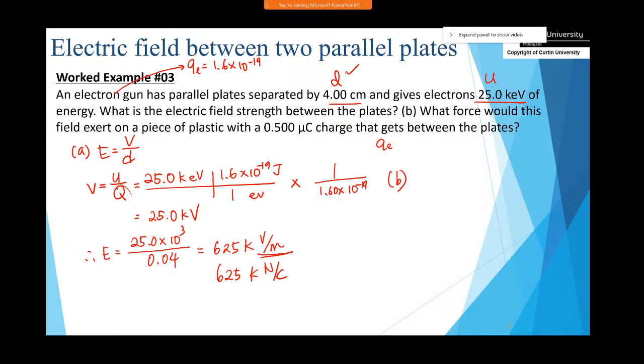What force would this field exert on a piece of plastic with 0.5 microcoulomb? In order to find the electric force with a known electric field, we can just straight away use the shortcut method. The charge 0.5 micro is times 10 to the power of negative 6. Electric field 625 kilo, and the force is 0.31 Newton.